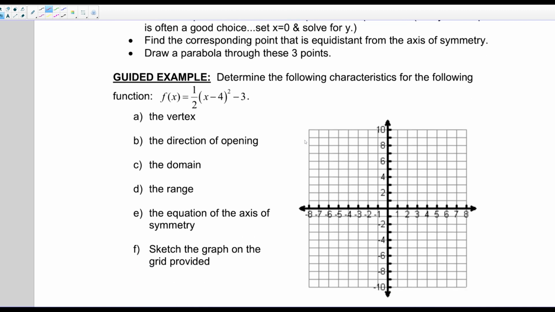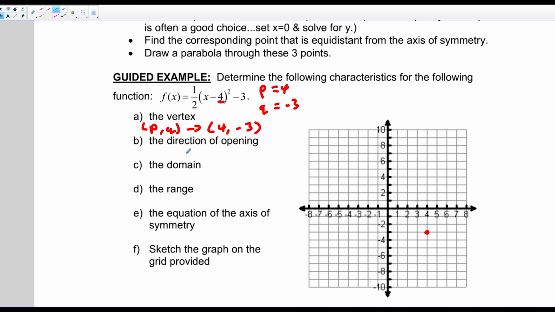So for this first example, let's go ahead and take a look at our function. So we've got f of x is equal to 1/2 x minus 4 squared minus 3. So if we're looking at our vertex here, the first thing that we want to do is identify your p and q values. So in this case, your p value is 4. Your p value is 4 and your q value is -3. So that means that our vertex pq is just 4, -3. It's going to be right there.